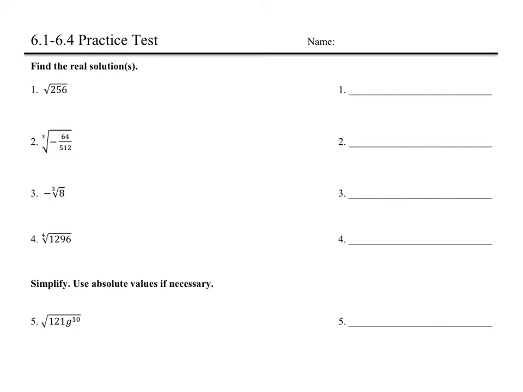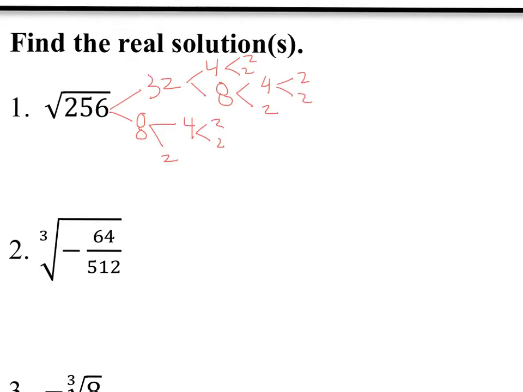First one. You can use your calculator, so if you're not sure, you should always be able to check to see if you can take the square root of 256. If not, then you can do your factor tree. And for the square root, we're looking for pairs of 2. So here's a pair of 2, here's a pair of 2, here's a pair of 2, and here's a pair of 2. Nothing else is able to be circled, nothing else would be boxed in.